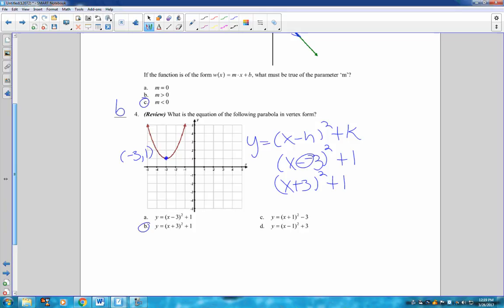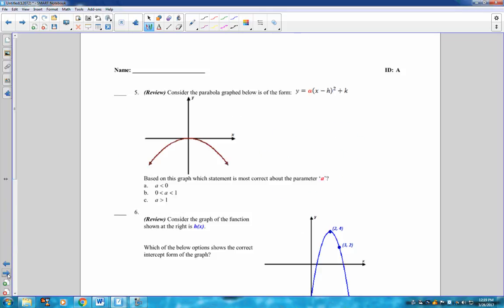The answer to number 5 is A. What you have here is a parabola, and here's your standard form. When a parabola opens down, like this one does, that means that a has to be negative. In other words, a is less than 0, which is A.